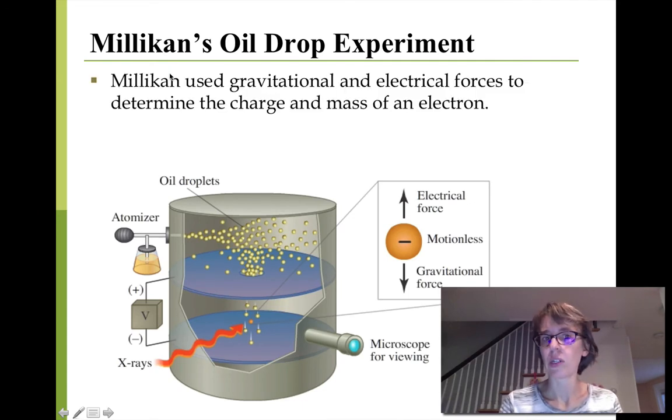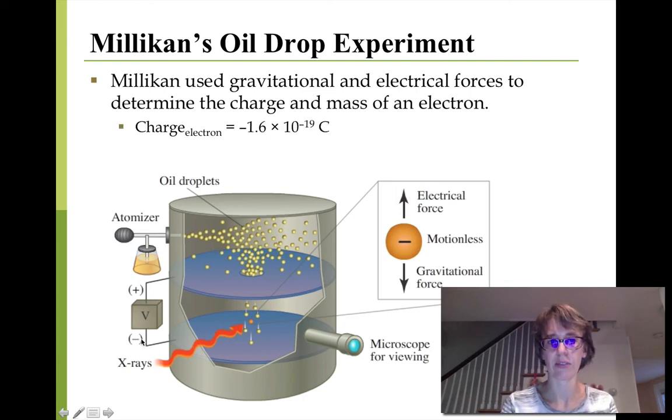Next is Millikan's oil drop experiment, and in this one, Millikan used an atomizer to put very small droplets of oil into a container. And again, we're seeing charged electrical plates. This was a really good way for studying the charges and masses of these particles. X-rays imparted negatively charged electrons onto those oil droplets. And then what was varied in the experiment was the charge of those plates.